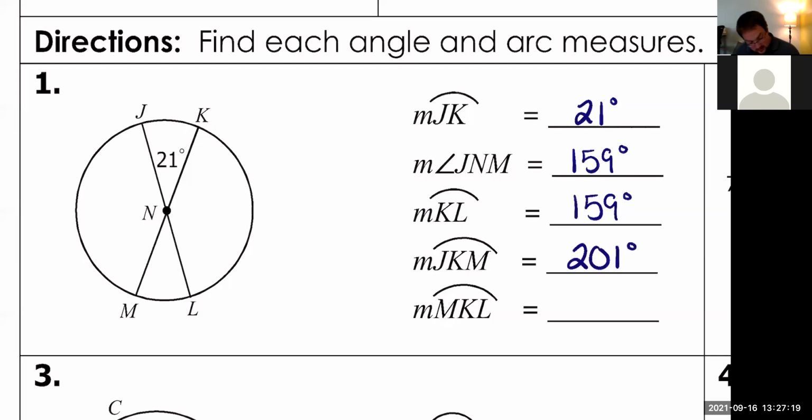Same for the other one. Careful, let's trace that one out. MKL. So we're going all the way around the circle except for this little arc right here. What is the length of that arc? 21. So take 21 out of 360, because that's the only piece we're removing from the entire circle. We get 339. Good.